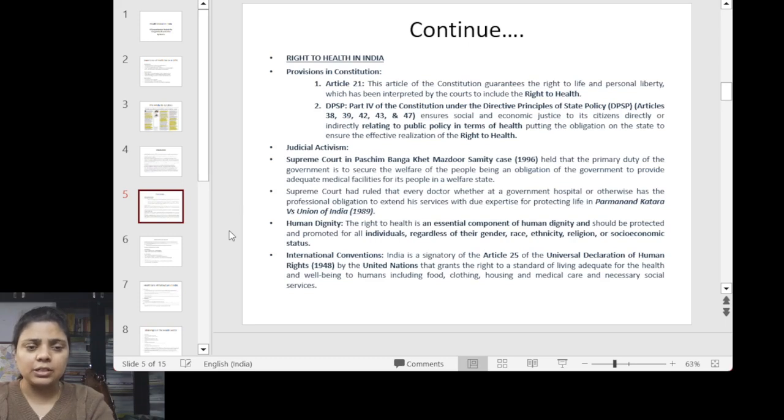So you can use this: we are signatory to Article 25 of the Universal Declaration of Human Rights, signed by India, and in order to be obliged to follow that, we should provide a standard of living to our people, and that includes not only food, health and housing, but also medical care and necessary social services. So these are points which you can use in your mains answer writing.